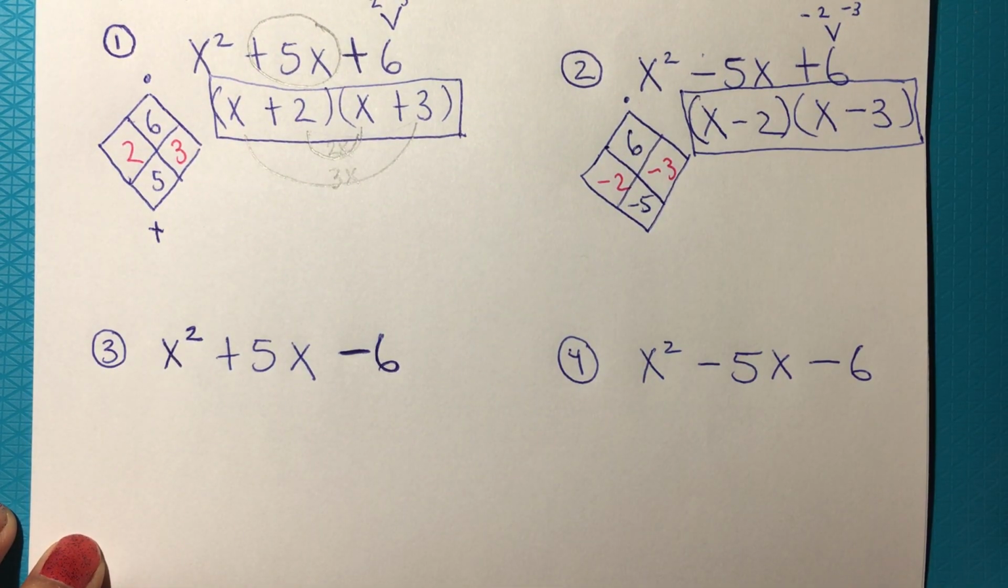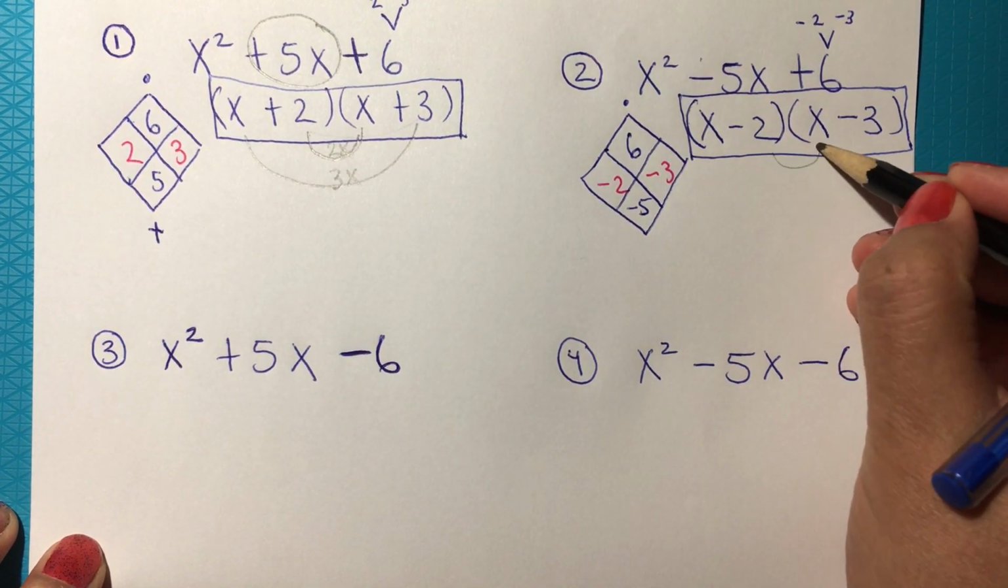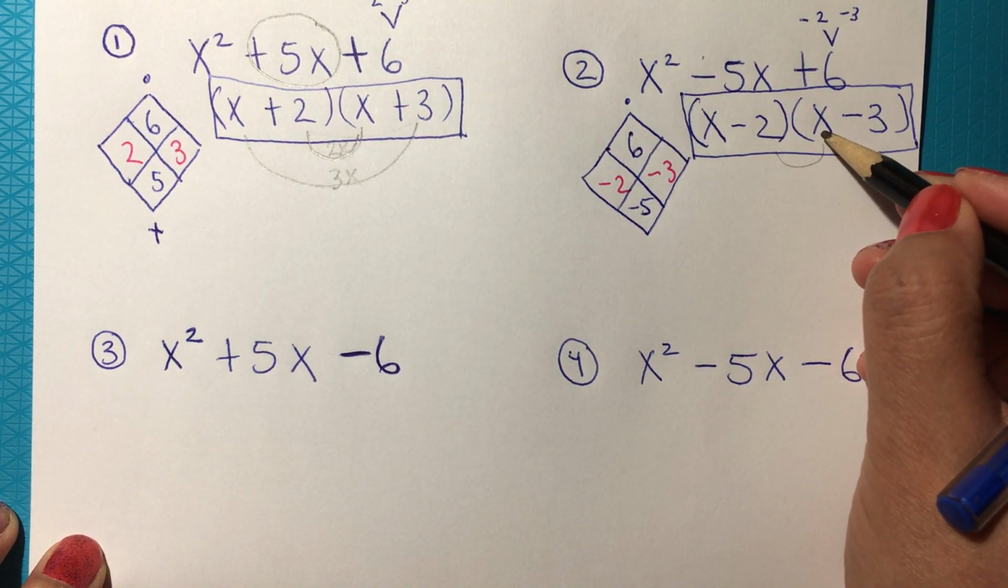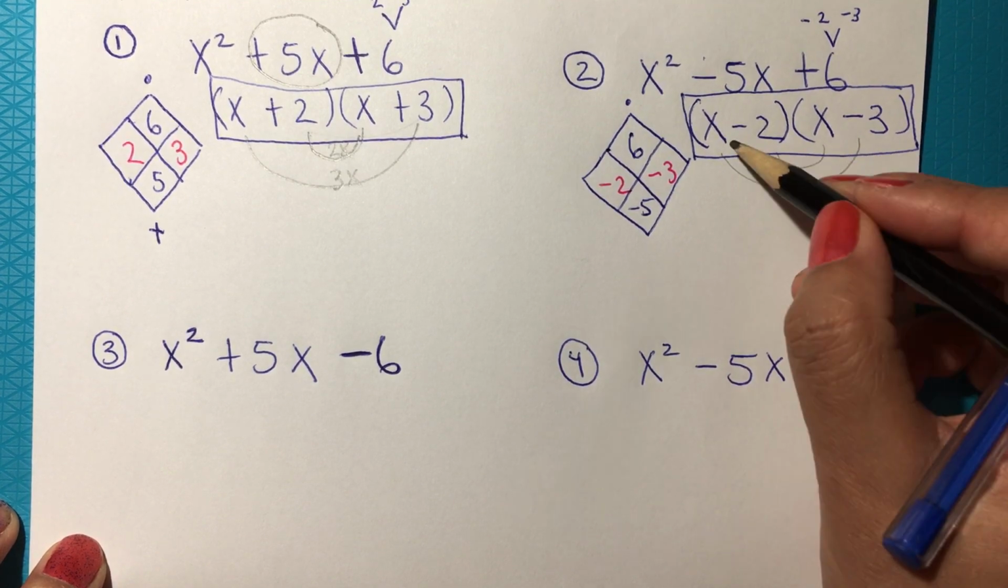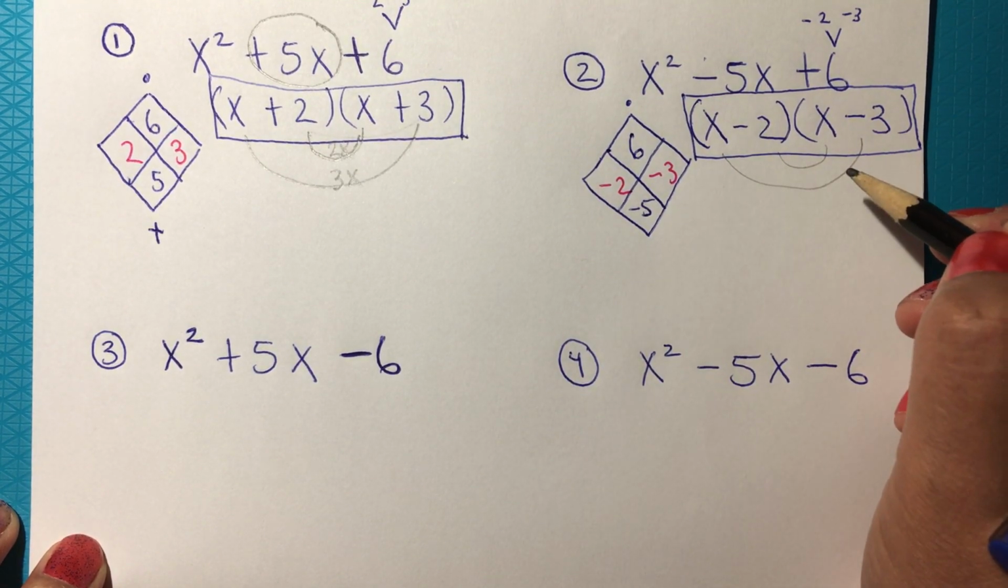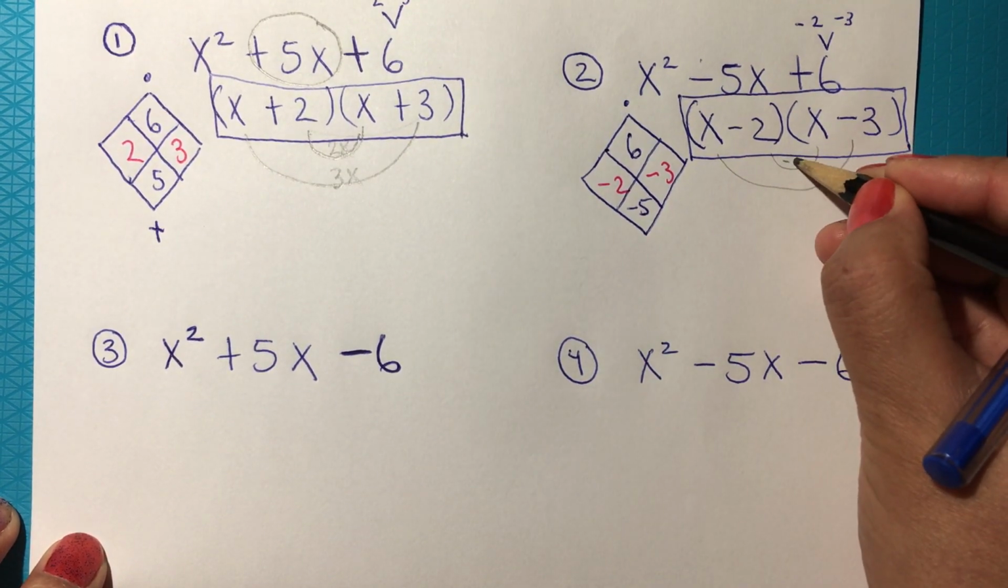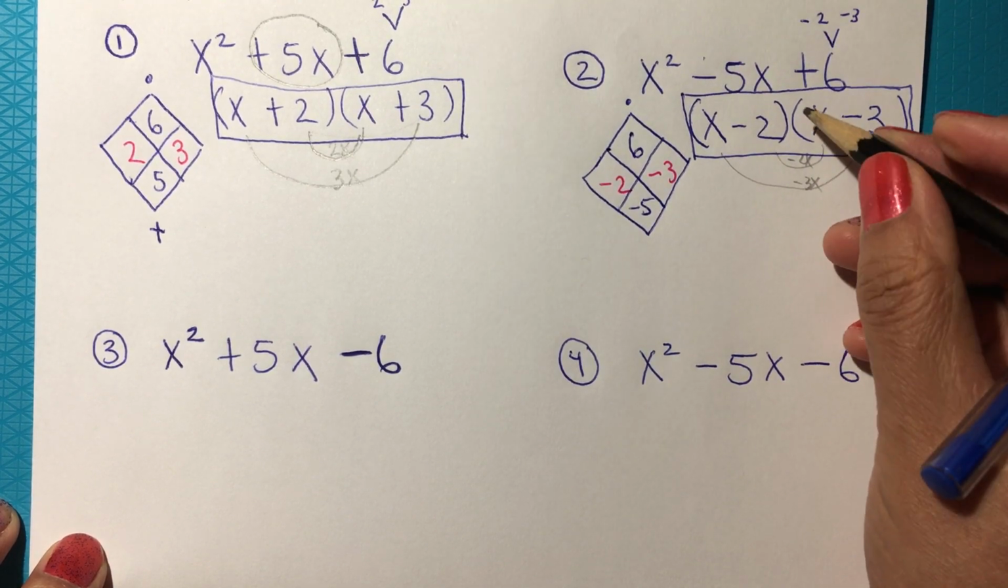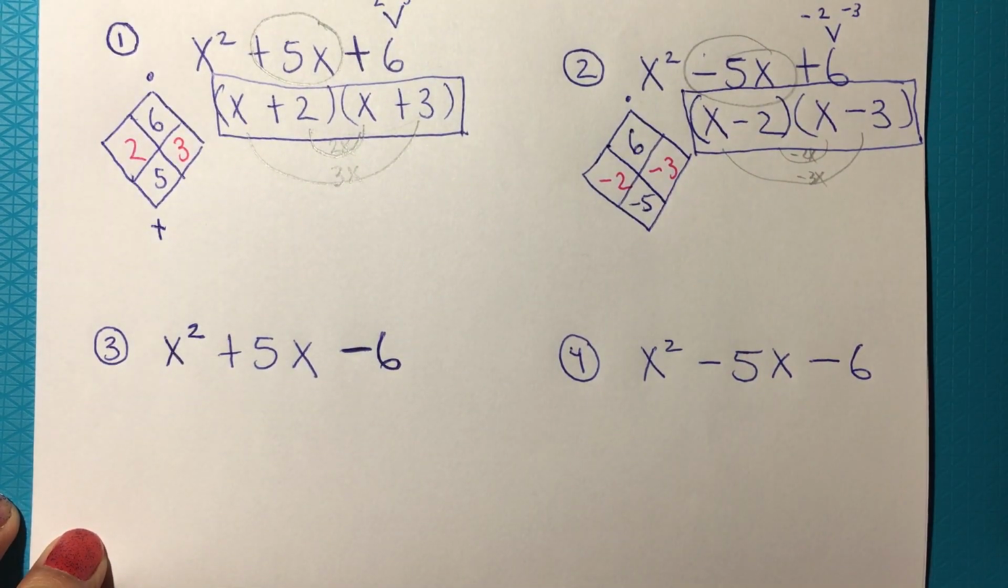Just factor the trinomials. But again, you can just do a quick check. Negative 2 times x is negative 2x. x times negative 3 is negative 3x. And negative 2x and negative 3x gives us the negative 5x.